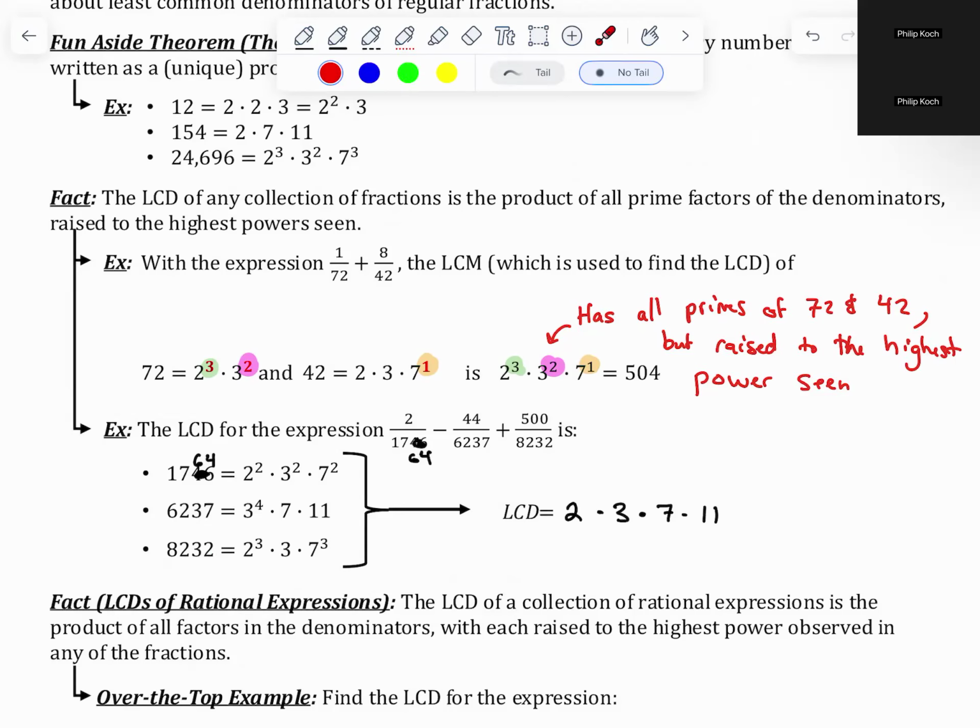Now we look for the highest powers that are present of each of those factors. The highest power of 2 present is a 2 cubed. The highest power of 3 present is a 4th power. The highest power of 7 present is a 7 cubed. And the highest power of 11 present is a 1st power.